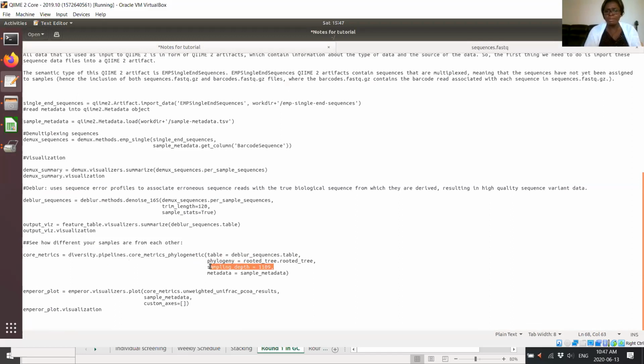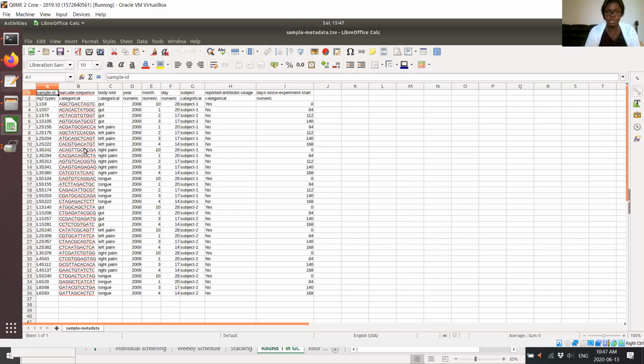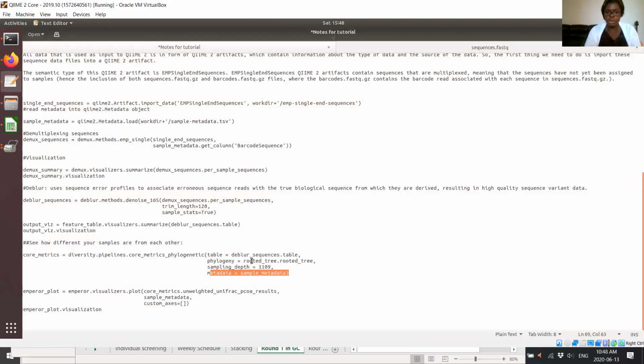Choosing your sampling depth kind of comes with experience, and it's something you have to play around with. But I chose a 1,109 sampling depth because that is what worked for this data set, and that is what gave me the representative sample that I thought was good enough. And you want your metadata to be the metadata that we've been working with previously, which is this over here that I showed you already. Then you load all of this, you run it, and then you load your Emperor plugin and use it to visualize your data, and you get something like this.